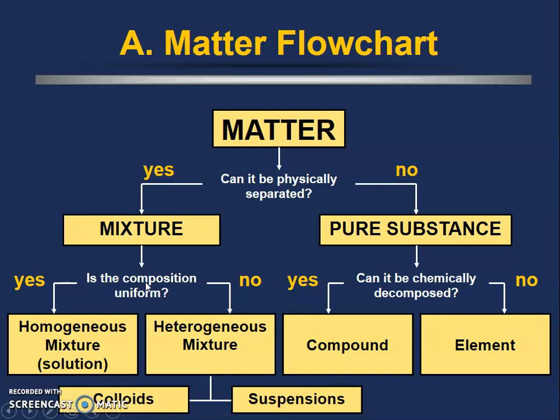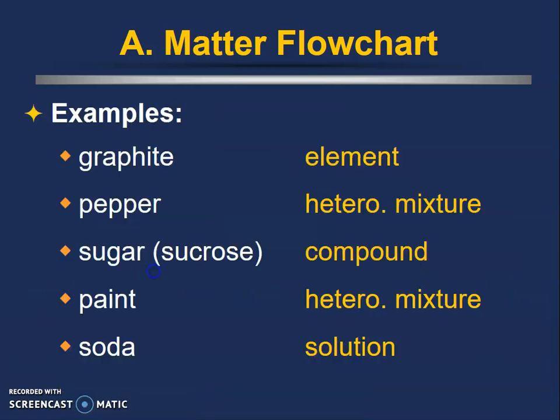This is a lot of vocabulary for today. So let's go through these vocabulary terms, make sure we understand what they are, and get some examples. Okay, so here are some of those vocabulary words and some examples for you. So graphite, that's what's in pencils. That is an element. Graphite is just carbon.